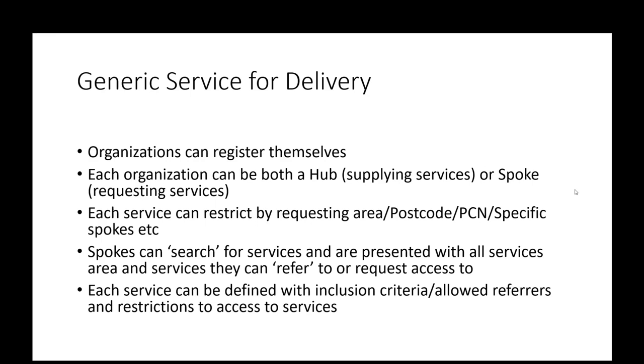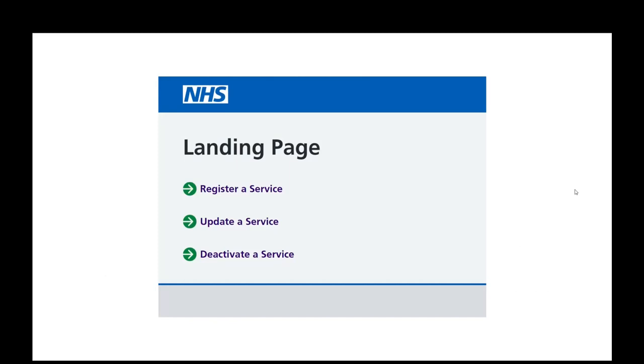When it comes to the spokes themselves, they can search for the services and will be shown the ones that are in their area. Whether they can access the services is also shown, and they can either refer themselves onto the services directly or request access and have that set up. Each service can be defined with inclusion criteria. If you have set up services for your organisation, you may have five services, and for this service, the restrictions are these specific spoke centres or this specific catchment area, and these would be allowed referrals that go straight through the system. These are restrictions we put on, and we need to collect the data to allow the transfer to take place. So this is a landing page that we've developed.